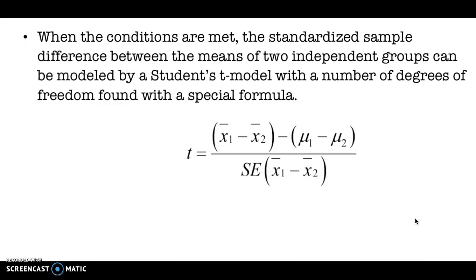Okay, so when the conditions are met, the standardized sample difference between the means of two independent groups can be modeled by a student's t-model with a number of degrees of freedom found with this special formula. Okay, this is your degrees of freedom formula. This is crazy now. It's no longer just n minus 1, right?